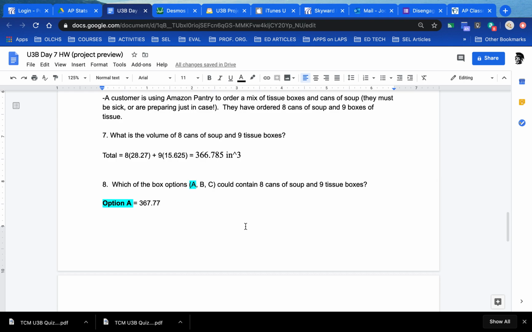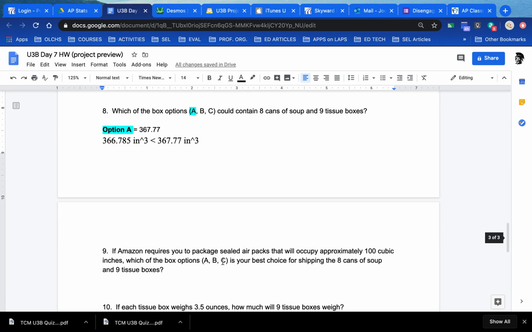I luckily picked that one. You know, option B might have been too small and option C might have been too small. But again, this number here is less than 367.77. So I know that works. I can fit everything into this box.